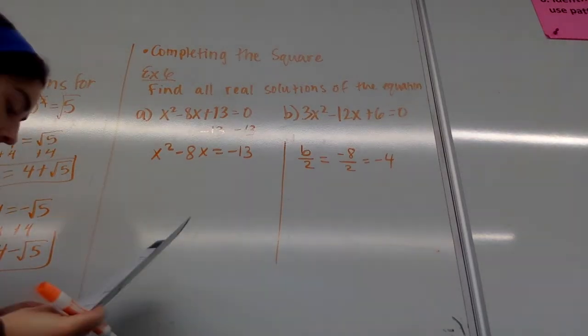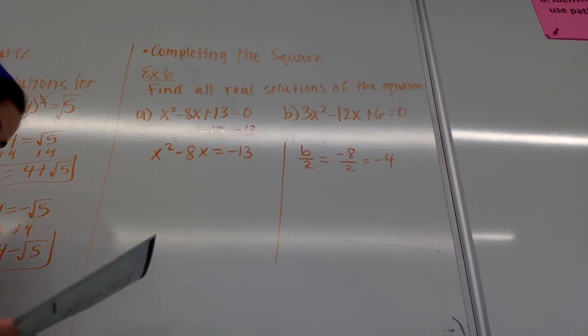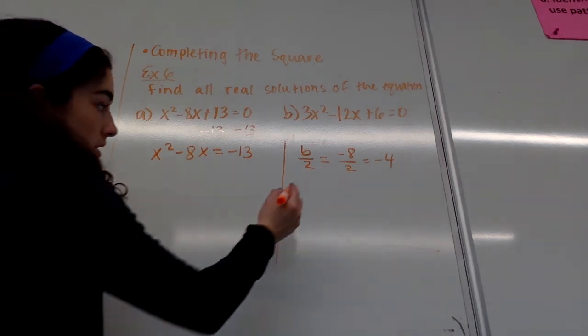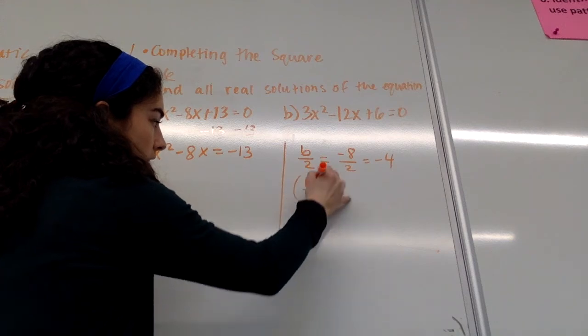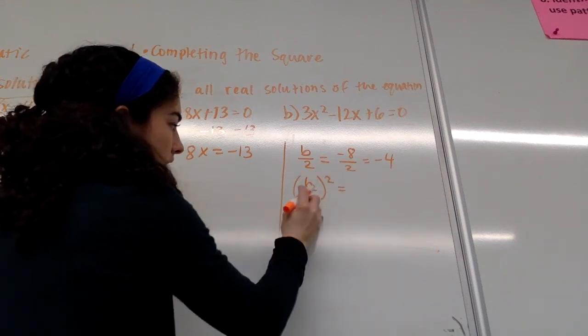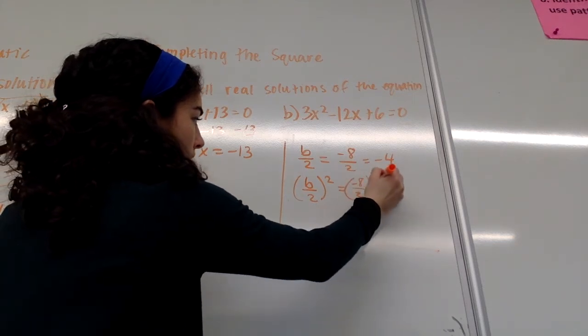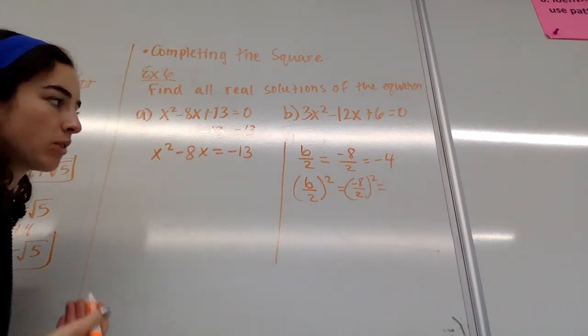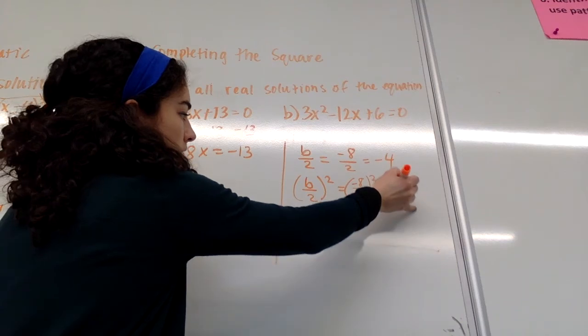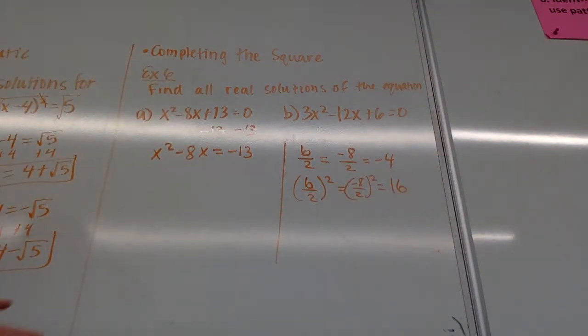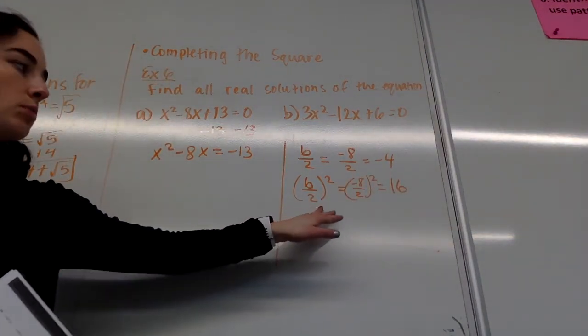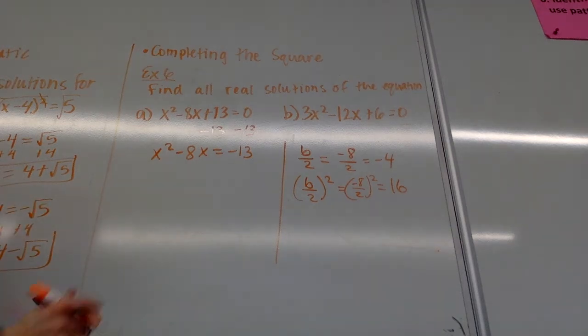And then I also need to figure out what b over 2 squared is. So I'm going to do a second line here for b over 2 squared, and that's going to be negative 8 over 2 squared, which is negative 4 squared, which makes it positive 16. Okay? And remember, we need to add that b over 2 squared to both sides. So we need to add 16 to both sides.